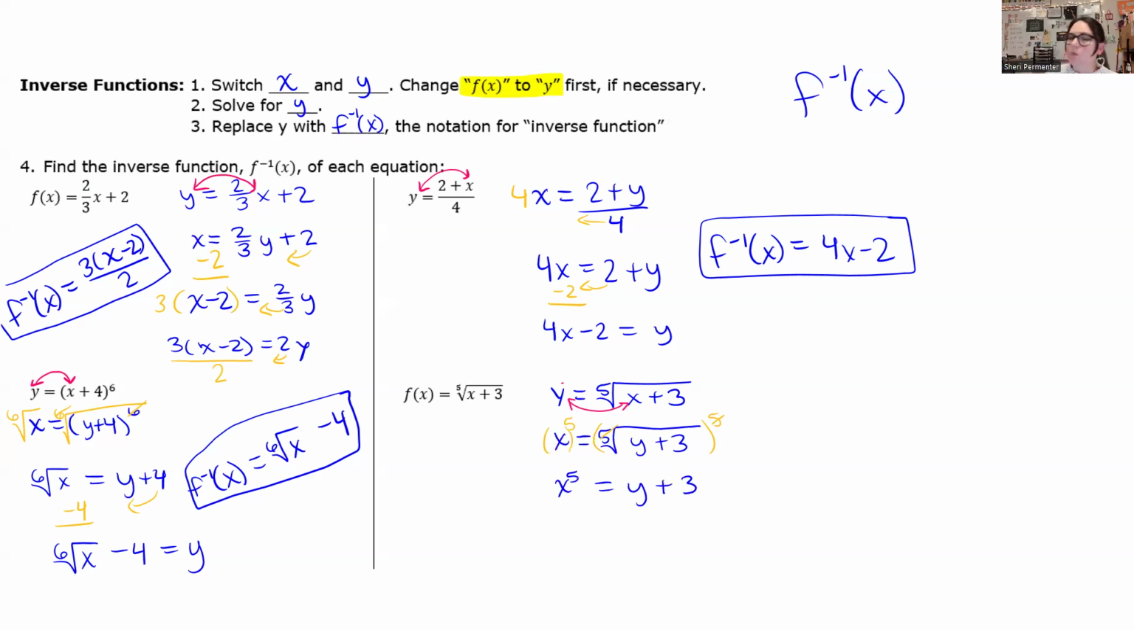What's my last step to get y by itself? Yep, subtract 3. So I get x to the fifth power minus 3 equals y, but I need to rewrite it as inverse. Otherwise, I've got two y equals equations and they look like what you started with. So you have to denote that it's an inverse by writing the inverse function. X to the fifth minus 3.